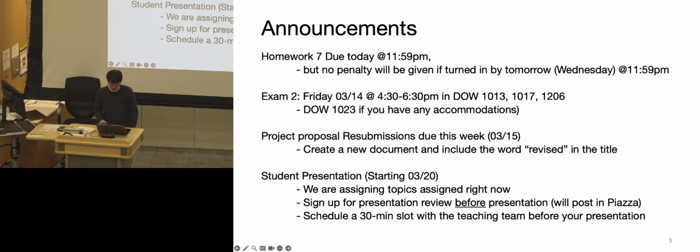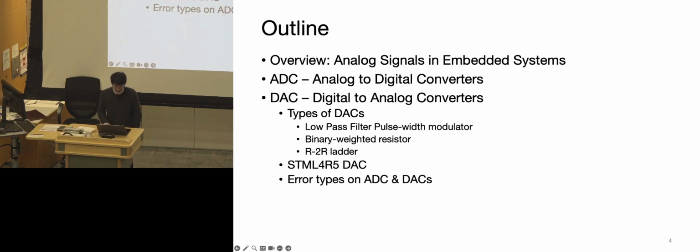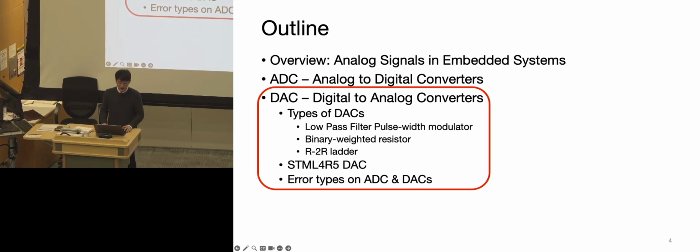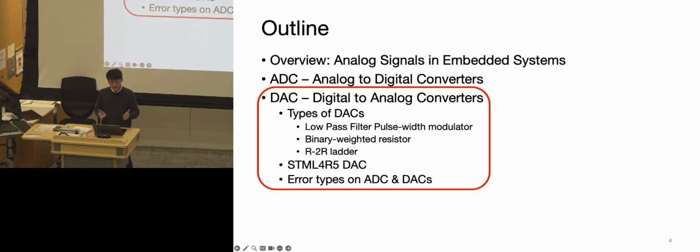Okay, perfect. So without further ado, we're going to dive into today's topic. This is the outline of the entire analog signal section. We have already finished the first two. Today we're mainly going to talk about the DACs, the digital to analog converters. More specifically, we're first going to start with different types of DACs, just like when we did it with the ADCs. Then we will briefly talk about what type of DACs we have on the board in the class, as well as, last but not least, the error types in ADCs and DACs.